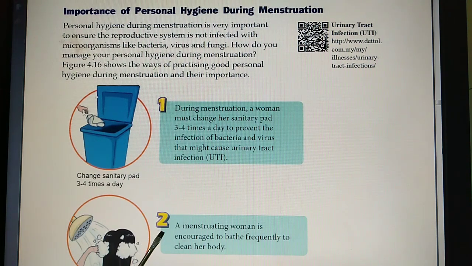Next, for the second way, a menstruating woman is encouraged to bathe frequently to clean her body. During menstruation, it is likely that a woman's body may have a smelly odor. So to prevent others from smelling a bad odor from your body, make sure you bathe frequently so that your body is always clean.